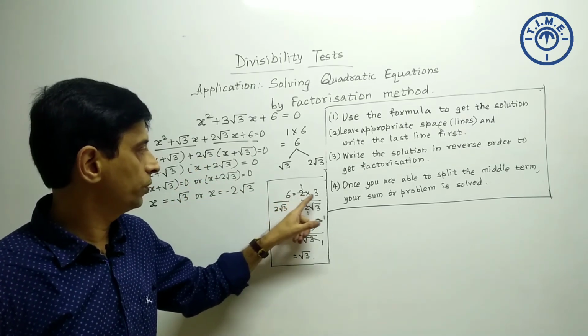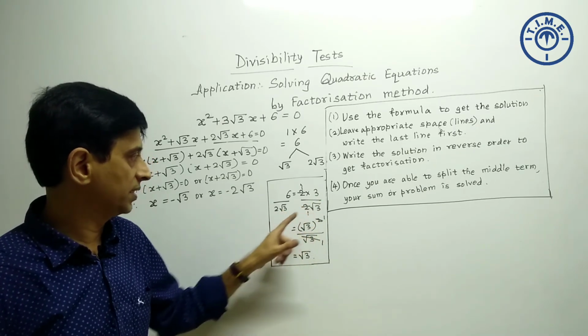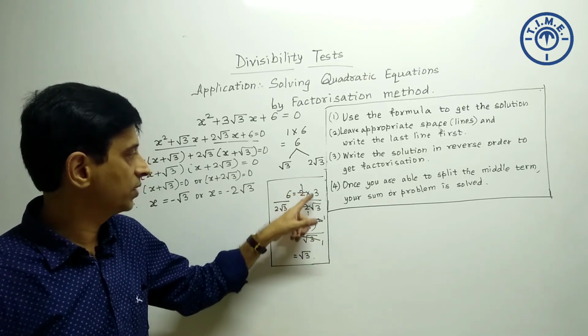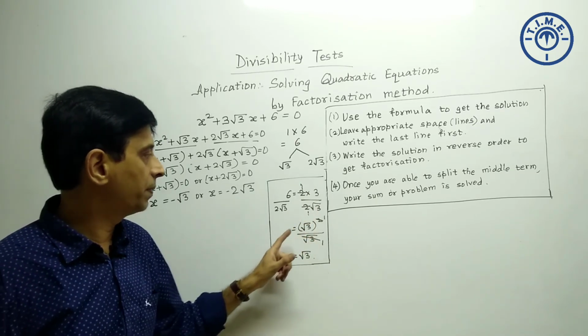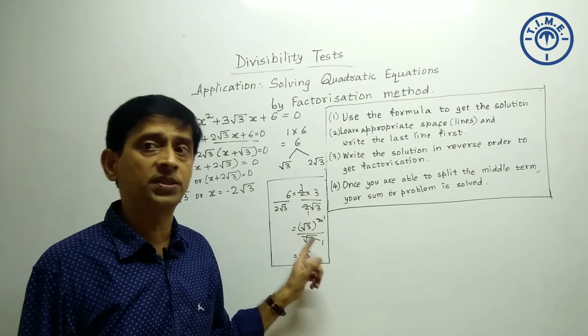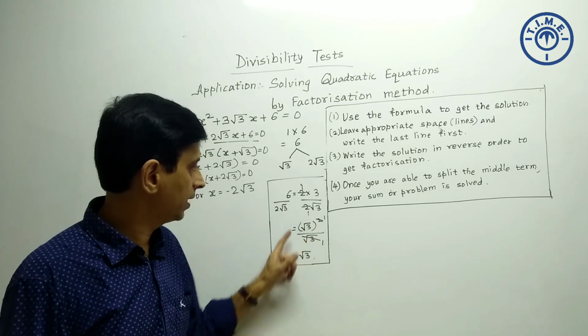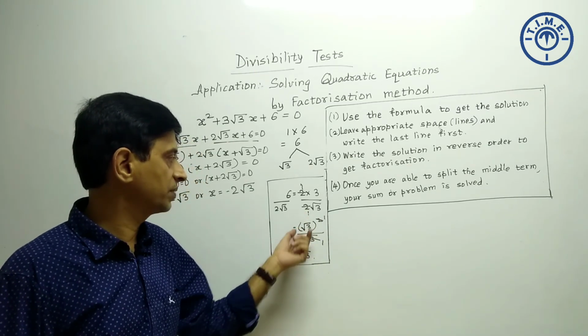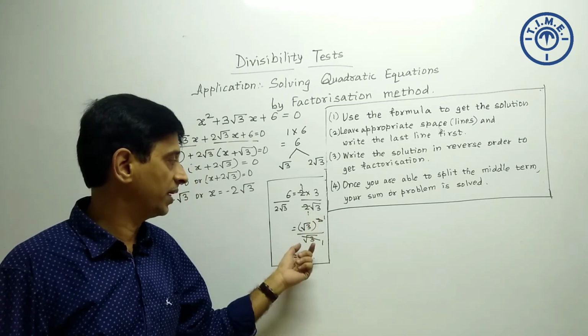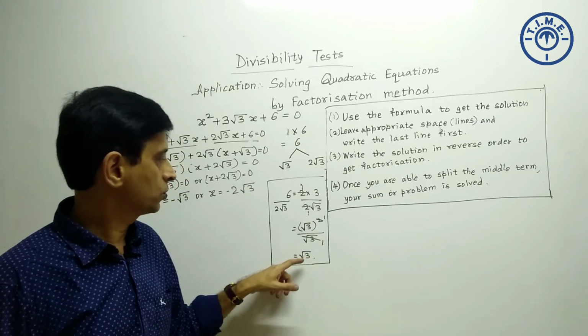6 is equal to 2 into 3 divided by 2 root 3. So 2 gets cancelled and you are left with 3 upon root 3. But 3 can be again expressed as root 3 the whole square. So root 3 square upon root 3. So it is something like a square upon a. So our answer will be a. So this is root 3.